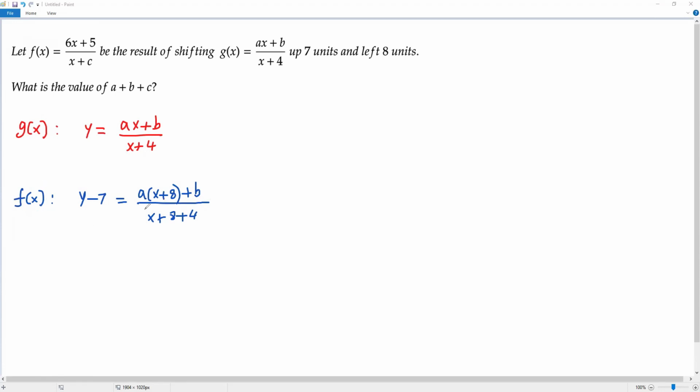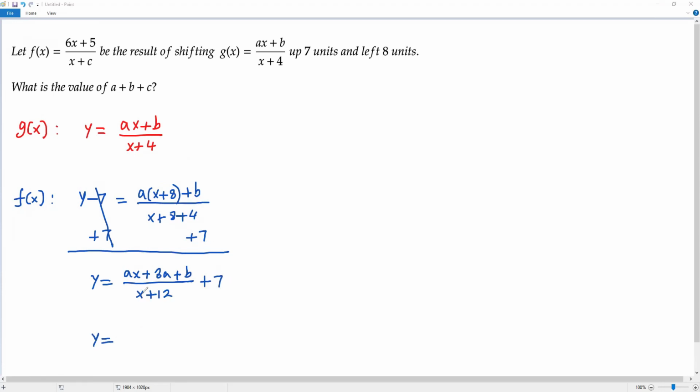Now let's solve for y in this equation. For that, I have to get rid of this -7. Let me add 7 to both sides of this equation. Here, this -7 and +7 will cancel out, and we have y on the left side. We can distribute this a to x + 8. Then I'm getting (ax + 8a + b)/(x + 12) + 7, since x + 8 + 4 can be simplified as x + 12.